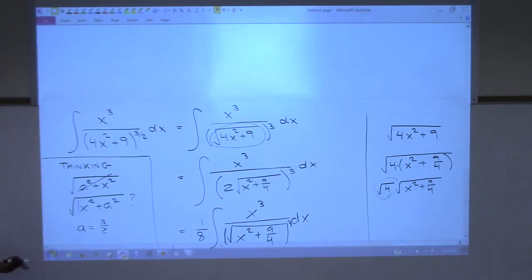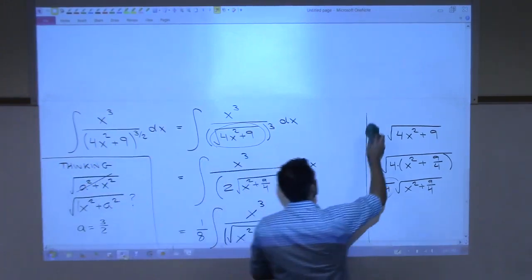What is the trigonometric substitution that you make when you see this form? X is a tan theta, right? A tan theta. So here we go. Trig sub time.